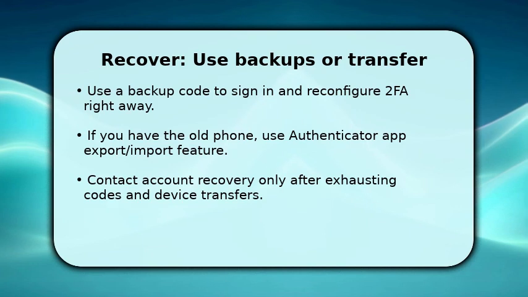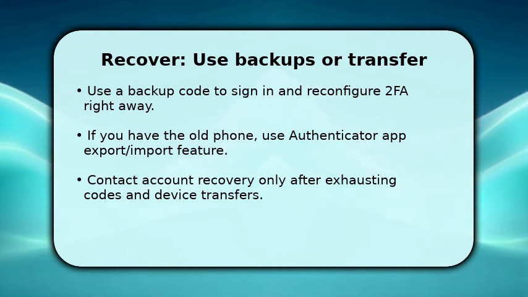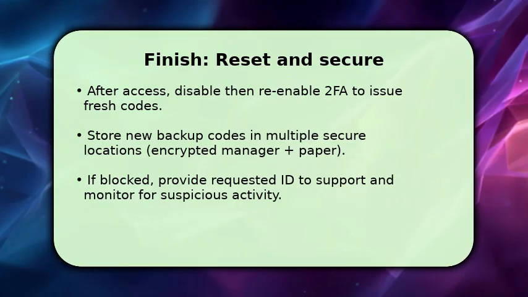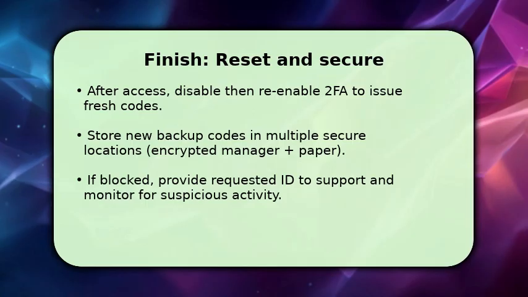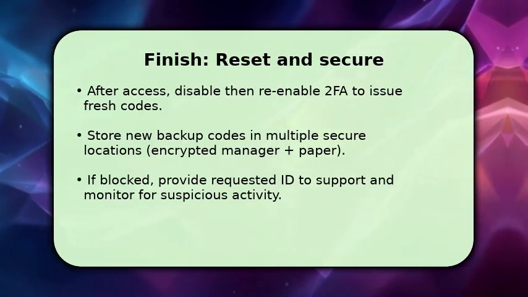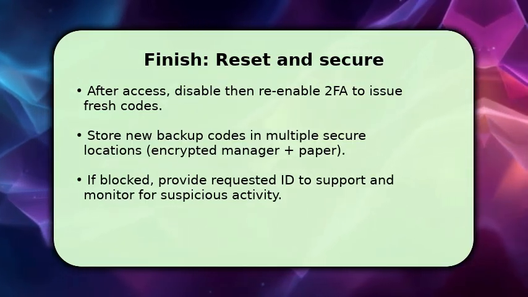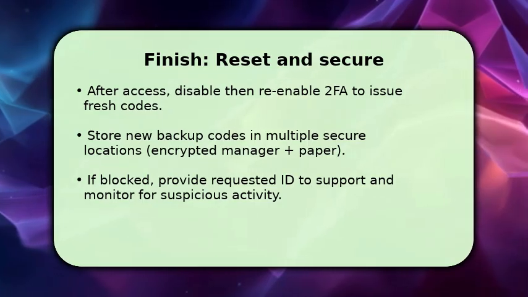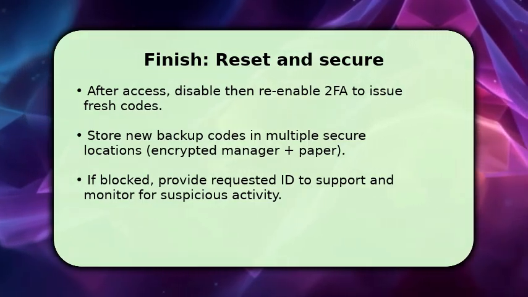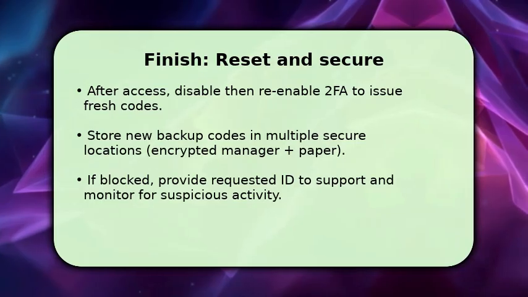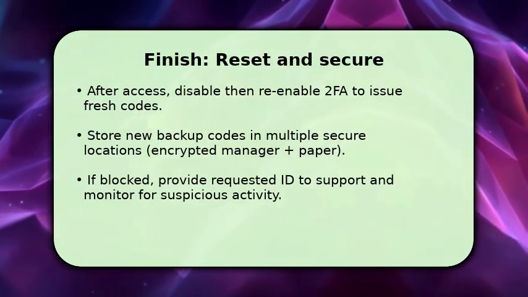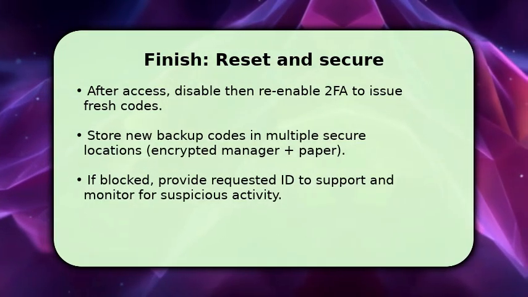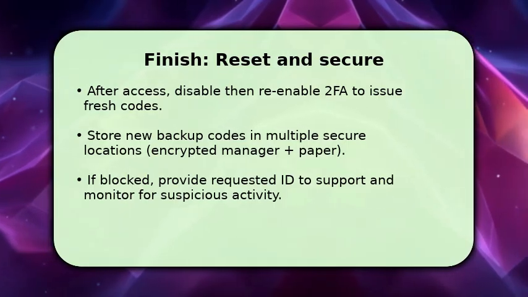You finish by restoring secure access and preventing recurrence. Once signed in, disable old two-factor entries and re-enable Authenticator to generate new keys. This gives you fresh backup codes. Save copies in at least 2 secure places, an encrypted password manager and a physical copy stored safely. If account recovery required support, upload the ID and any requested documents, then watch your account for strange activity. If things go wrong, contact support.